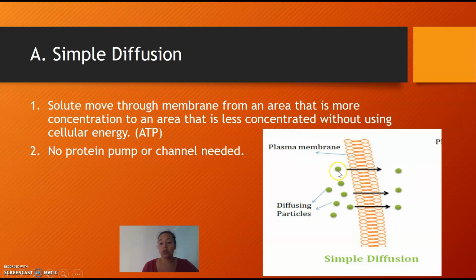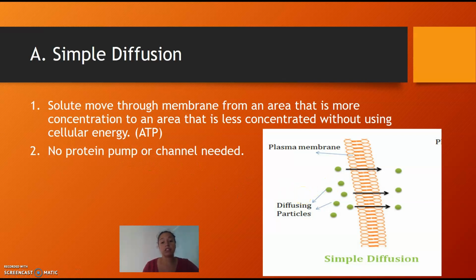So you can see the solutes here. These are the particles, the solute, the thing that dissolves into water. An example would be salt, sodium, sugar, any of the monomers. So you have more on this side, and naturally it's going to go from high to low, and the molecules are going to move through the membrane to go inside your cell. So for instance, if you have a high salt diet, your cells are going to be filled with salt because it's high to low. There's no protein pump or channel needed.